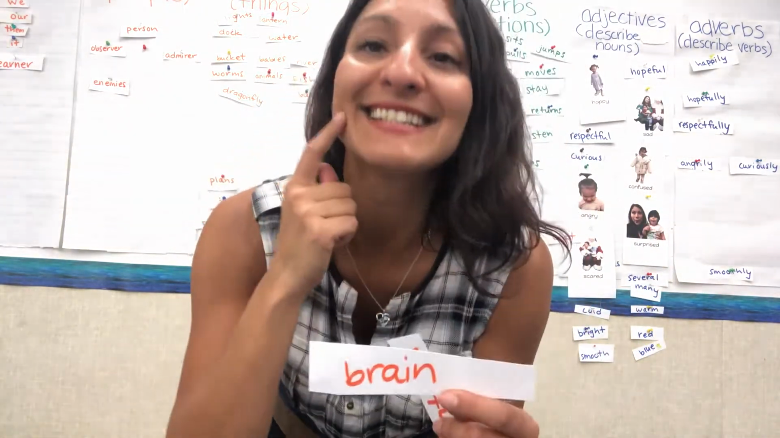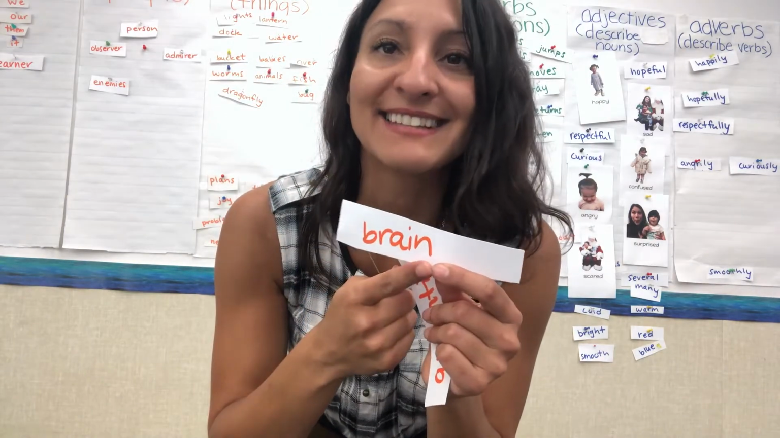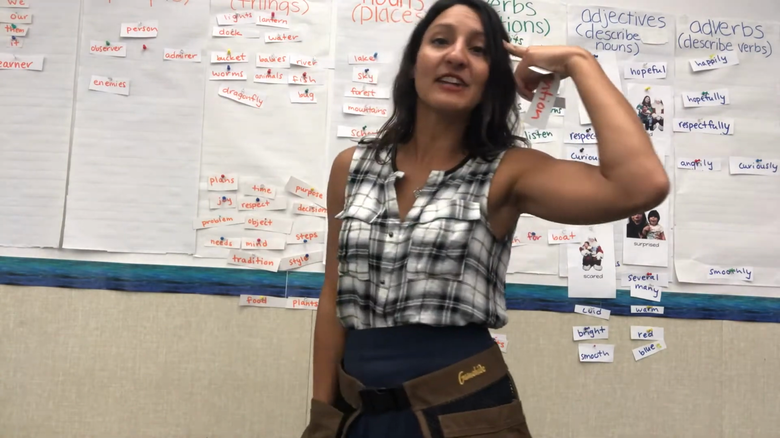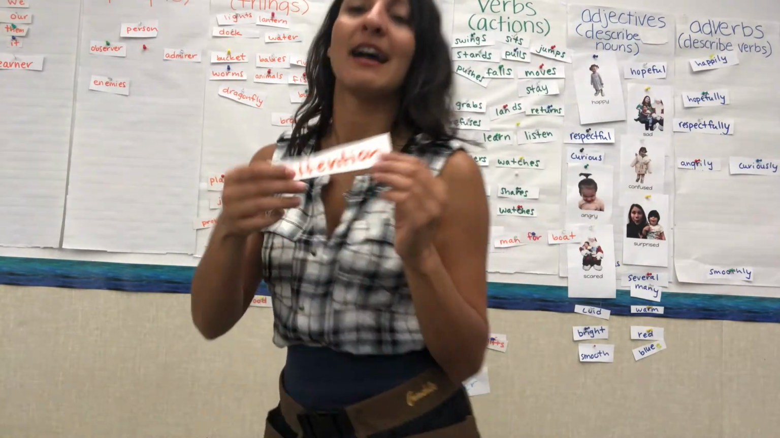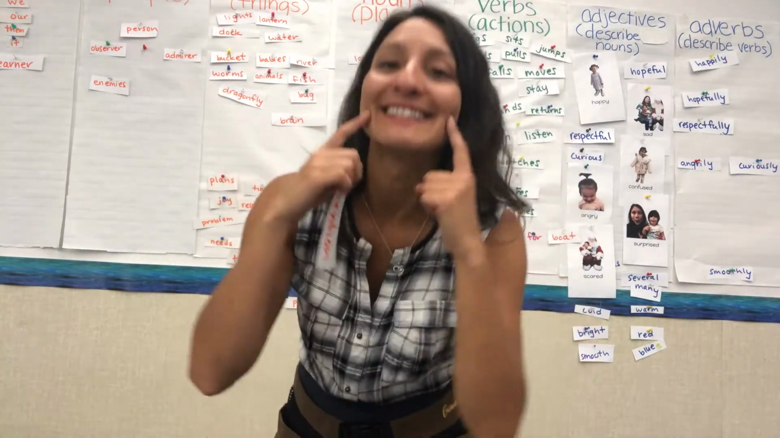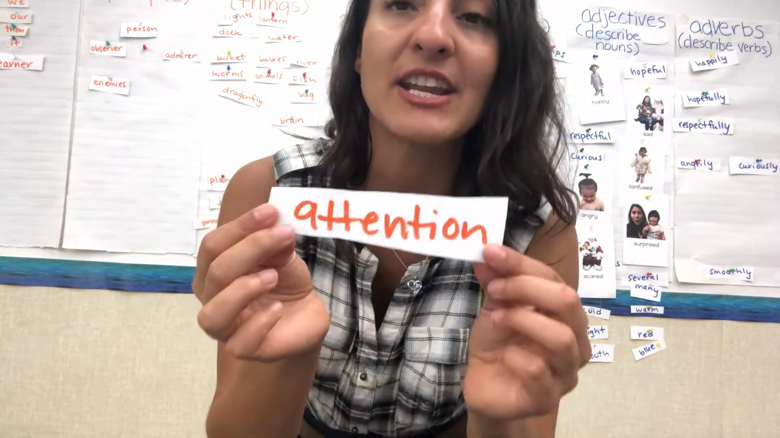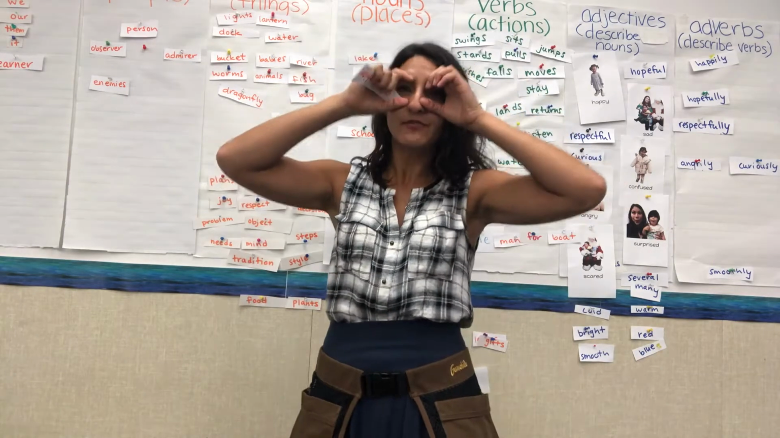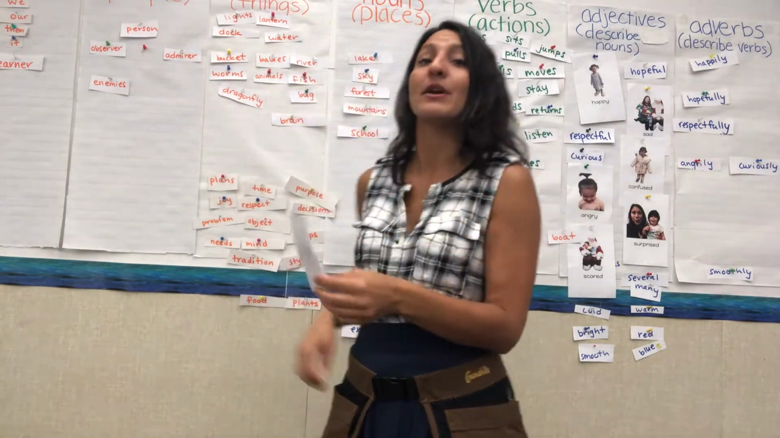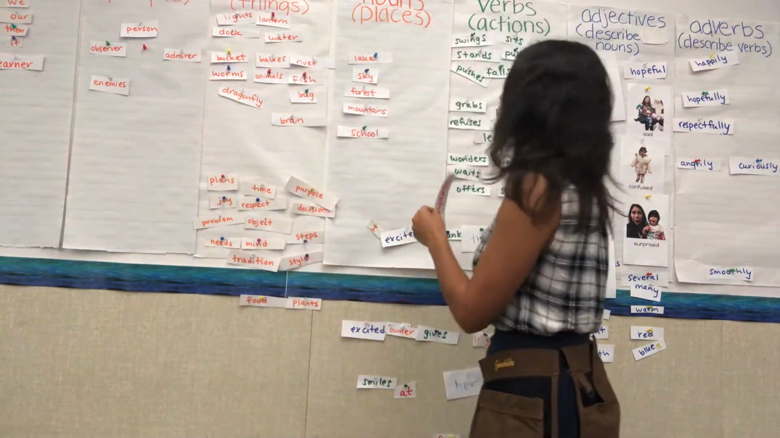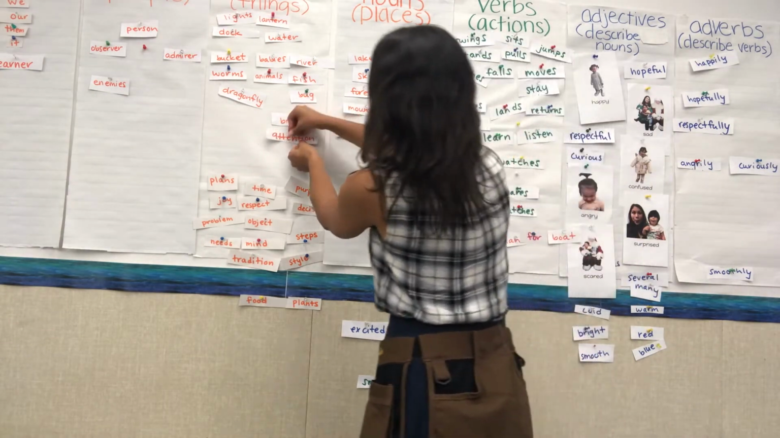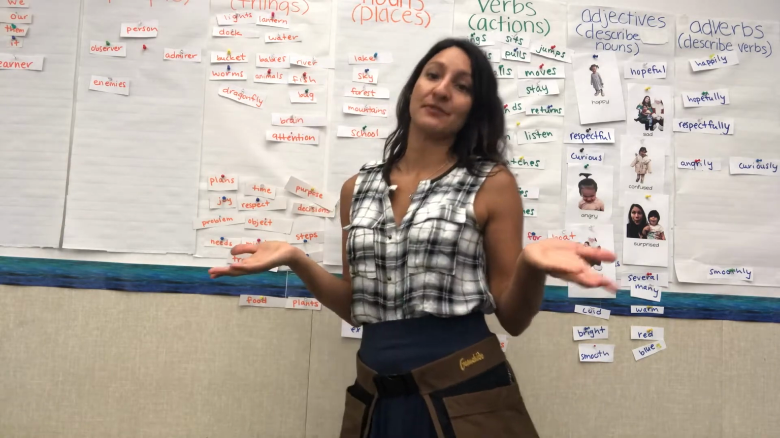Brain. Say it with me. Brain. A brain is a thing inside your head. Attention. Say it with me. Attention. Attention is something you can give to someone else. You have to focus your attention. When you give attention, you show respect. Attention is something, so it's a noun.